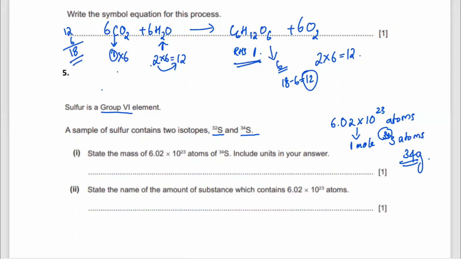In your periodic table also, the mass that is given in the periodic table is for 1 mole of a substance. So over here, we are having 1 mole of atoms of S34, which means the mass of S is 34. And since it is 1 mole, the substance will have 34 grams as its mass. Now, state the name of the amount of substance which contains 6.02 into 10 raised to 23 atoms. Just now, I told you that 6.02 into 10 raised to 23 atoms is called 1 mole, right? So the name is 1 mole.